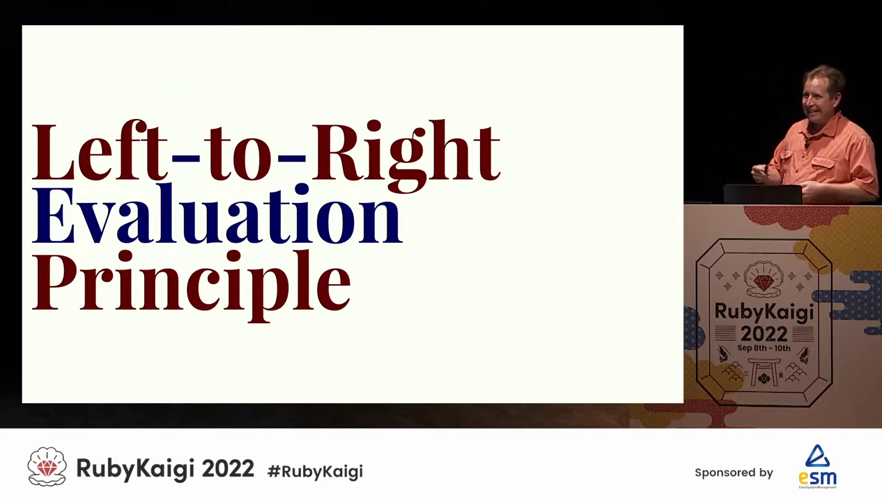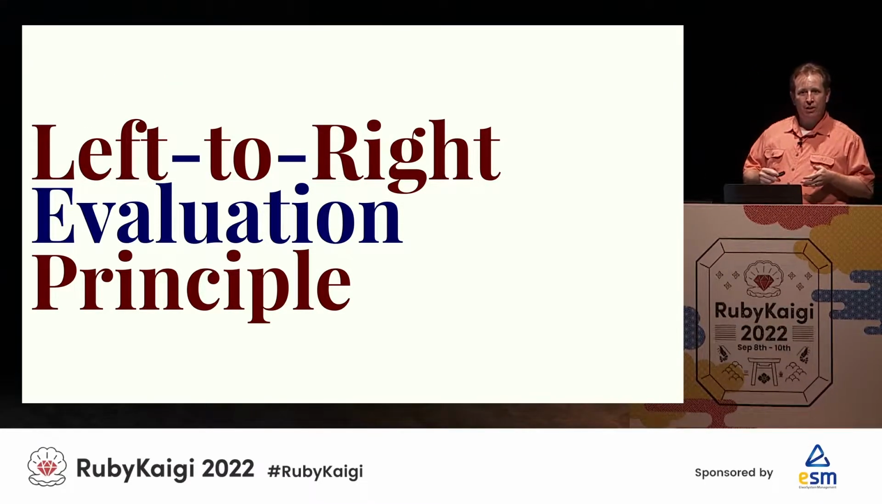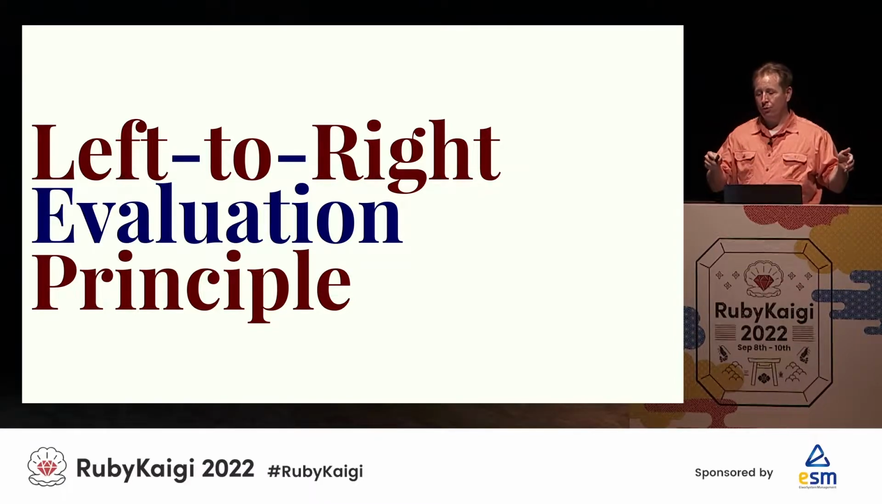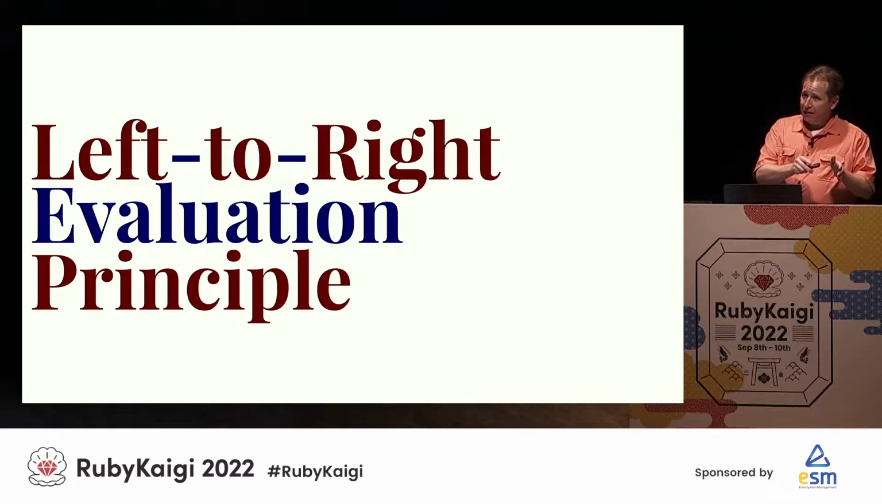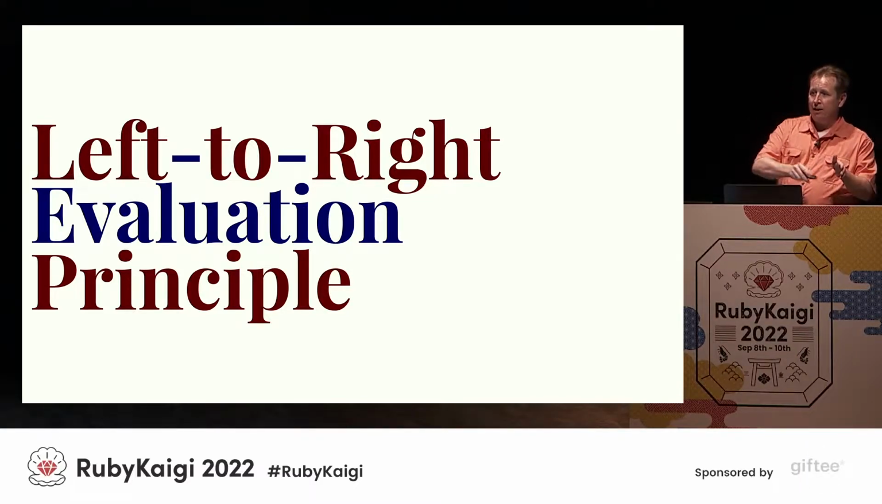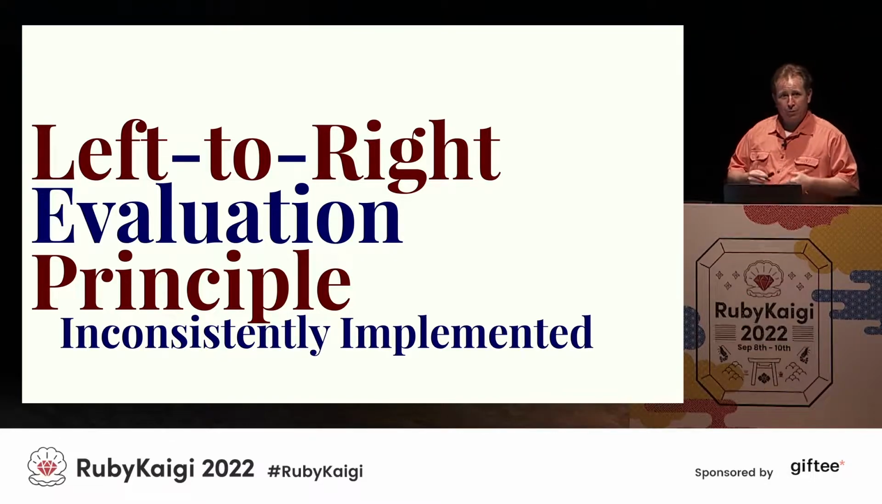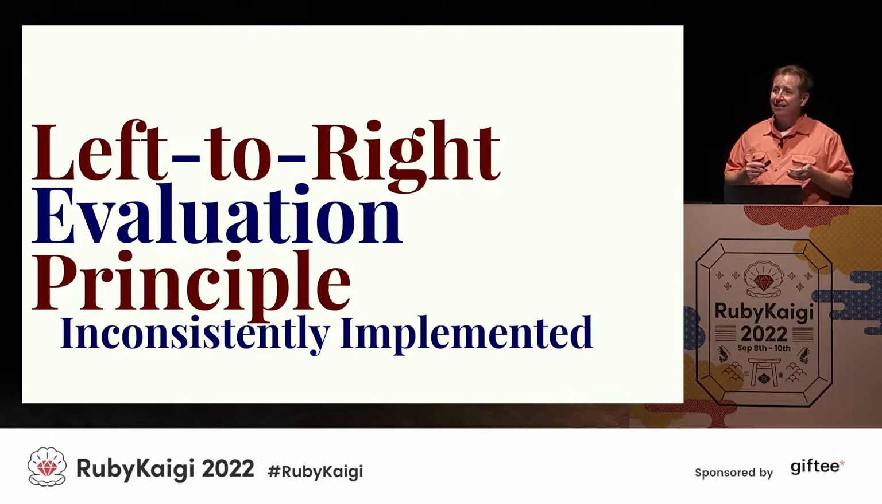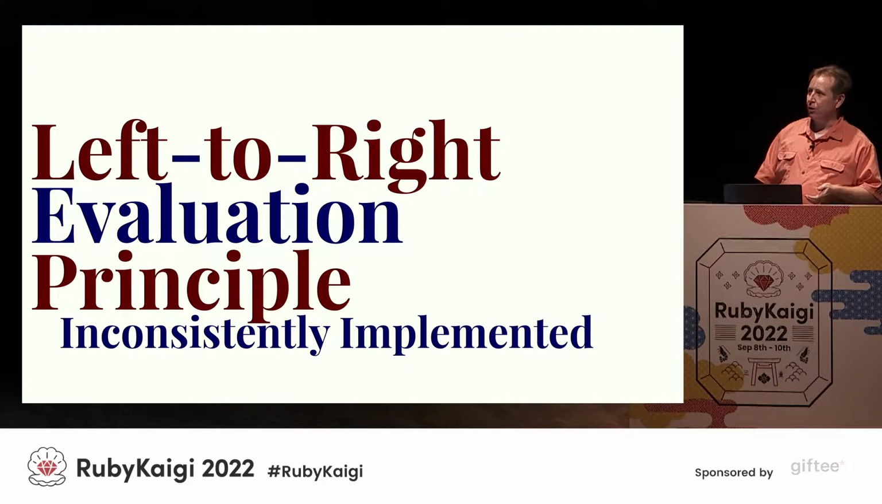So more precisely, the left to right evaluation principle in Ruby is that Ruby will evaluate expressions in a left to right order, delaying the evaluation of the current expression if it depends on expressions to the right until all expressions it depends on have been evaluated. Now, unfortunately, this principle of left to right evaluation was not implemented consistently in older versions of Ruby.